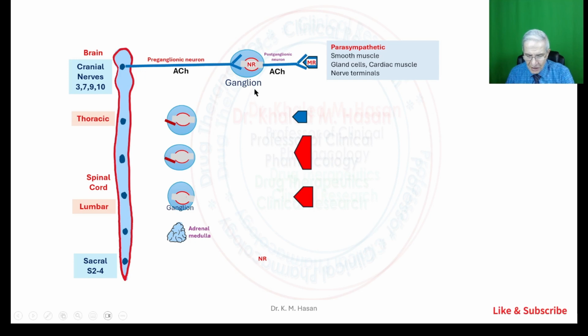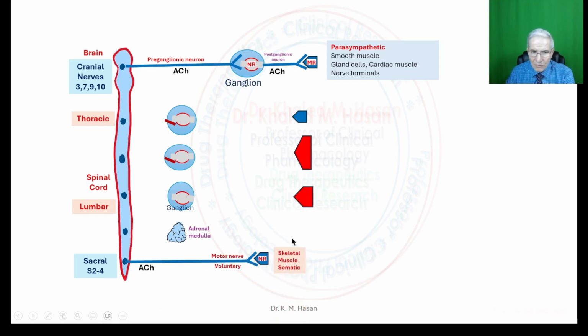Then we move to the postganglionic neuron. The postganglionic neuron releases acetylcholine and activates the muscarinic receptor. This muscarinic receptor can be found in the smooth muscles, in the gland cells, in the cardiac muscles, and the nerve terminal.